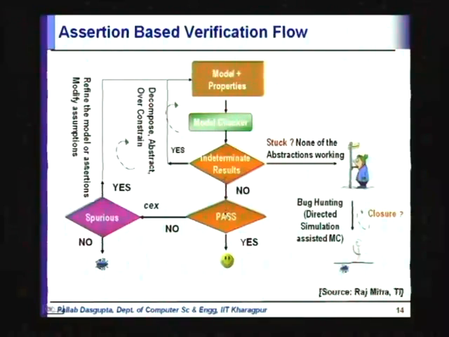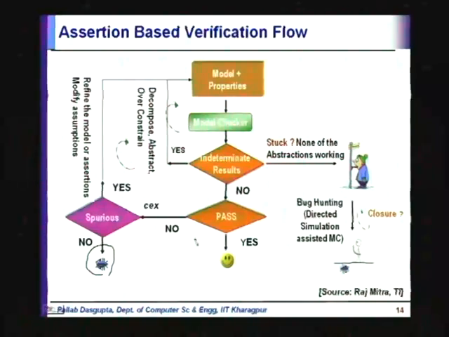Then when you have an abstraction where you have some result, you still do not know whether that result is valid or not, because you have proved it on an abstraction. So then what you do is you check that counterexample on the design to check whether it is spurious or not. If it is spurious, then you refine the abstraction and go back here. If it is not spurious, then you have the bug. Otherwise you have to go back here.